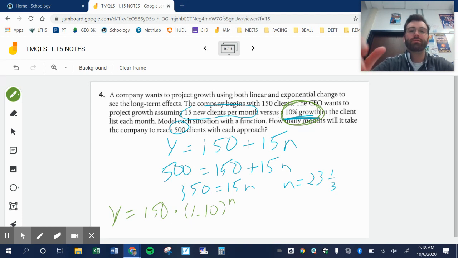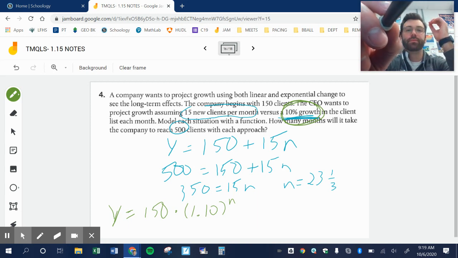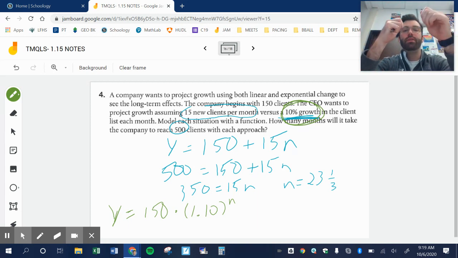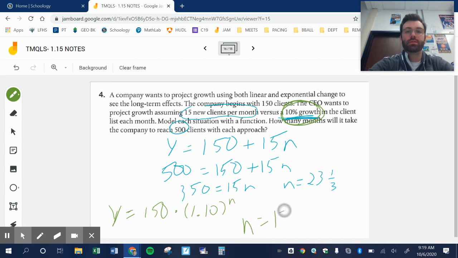I would start off with 1, then 2, then 3. But be careful how you plug this in. Make sure you're using parentheses around the exponent. I got n to be 13 months. So which one is quicker? The 10% growth is quicker to reach 500 clients.